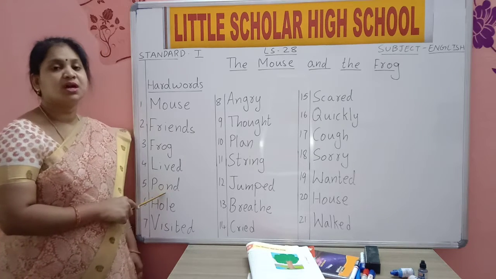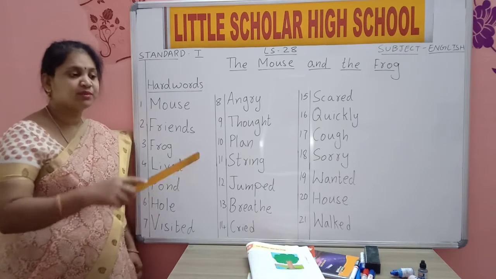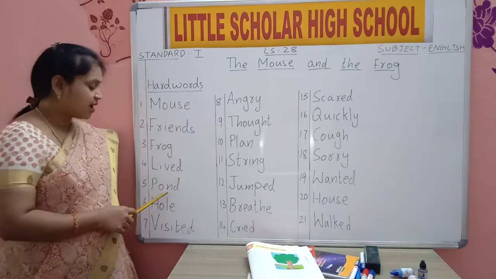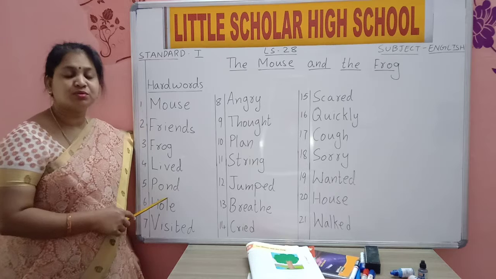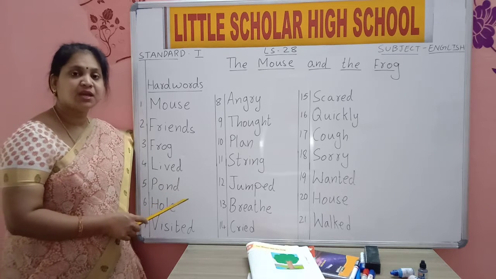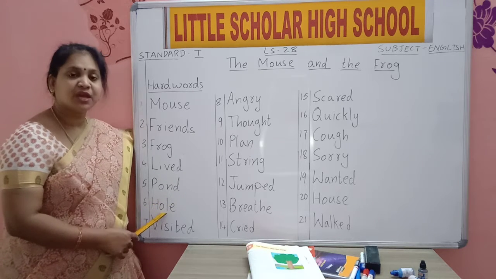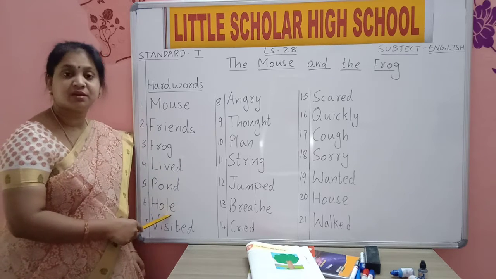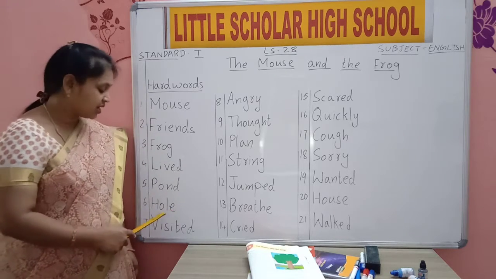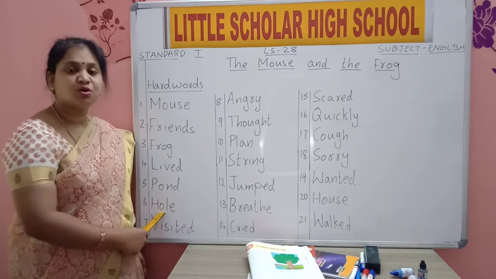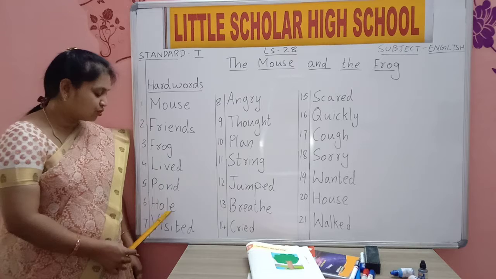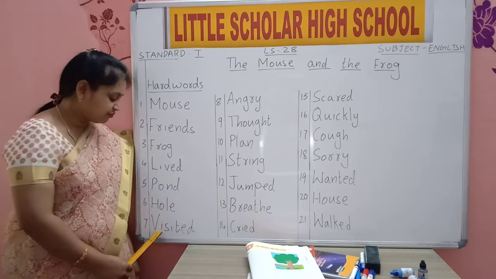P-O-N-D, pond. Pond means small pool of water. H-O-L-E, hole. Where does the mouse live? In a tree hole. H-O-L-E, hole.